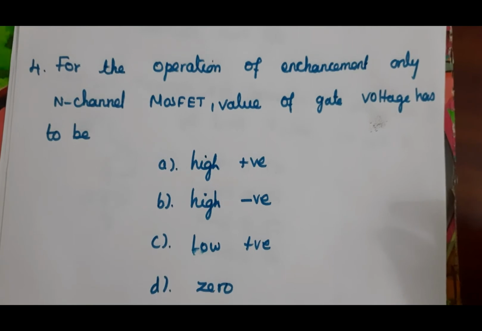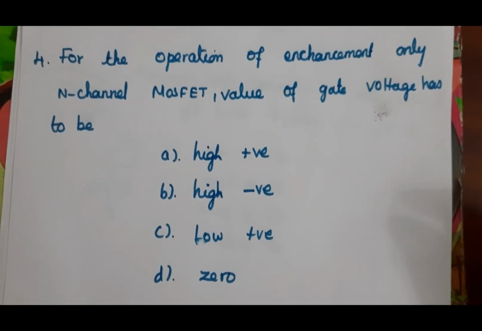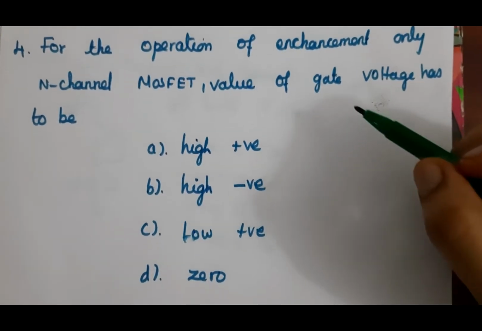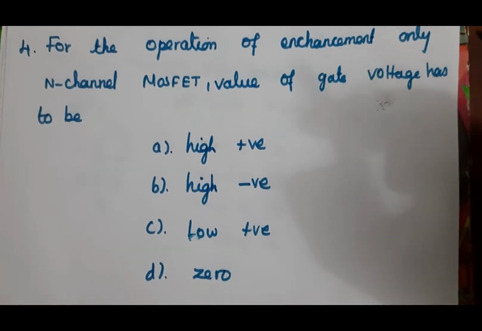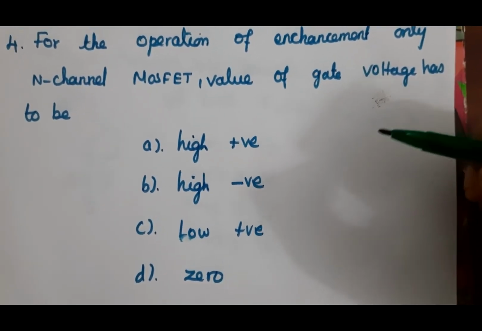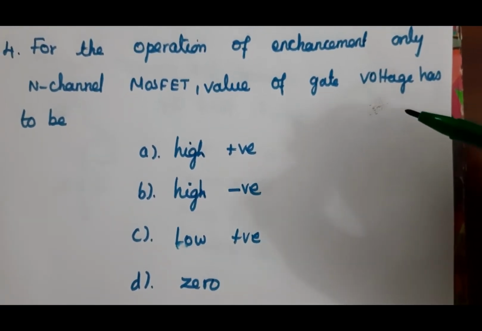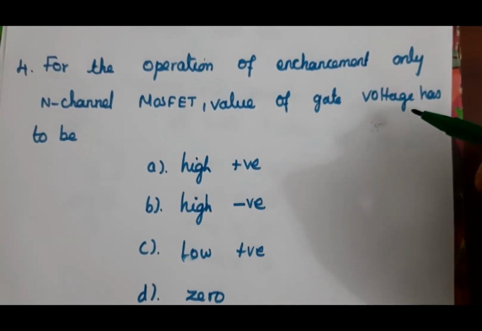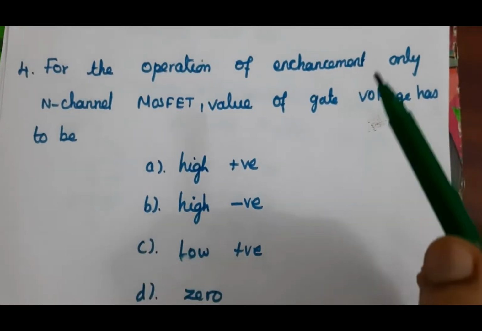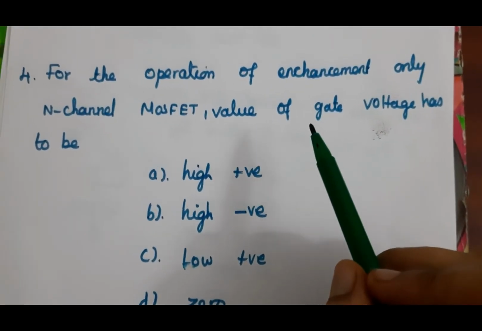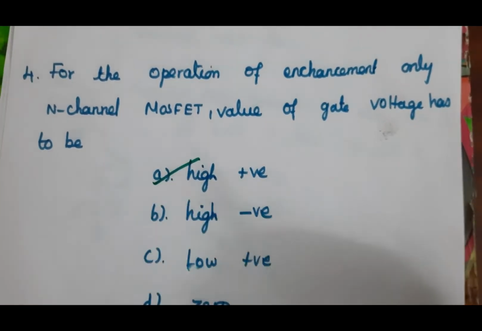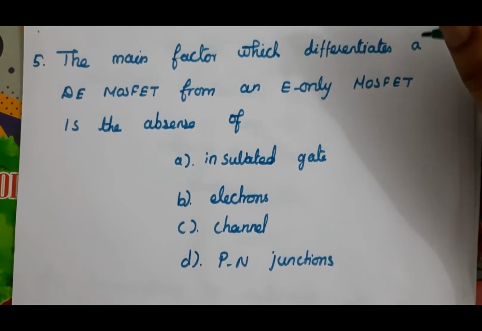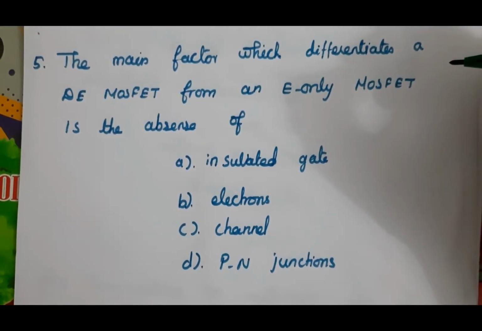Next question, for the operation of enhancement only N channel MOSFET, the value of gate voltage has to be. And here in enhancement MOSFET, there is no channel between source and drain. So we have to give high positive, more than the threshold voltage. We have to give high positive, then only the channel is induced between source and drain. So here this is an N channel MOSFET, meaning high positive is given to the gate. So here the answer is high positive. A is the answer.